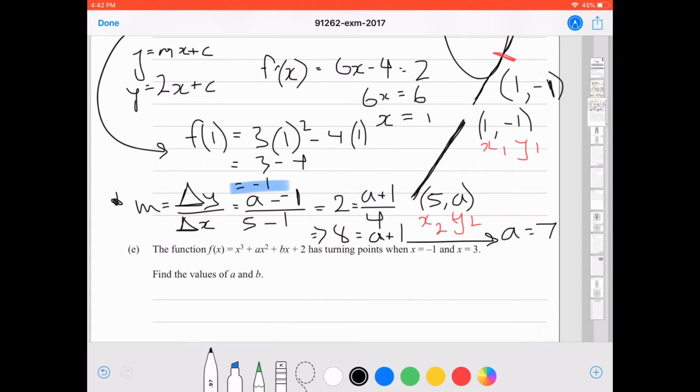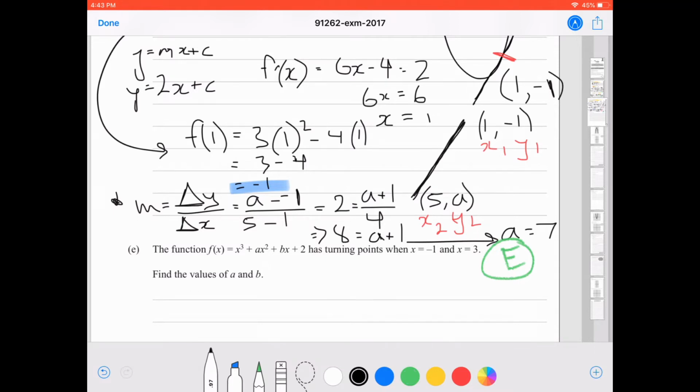Okay, so expression for gradient found and value of a correct, that actually gets you an excellence grade here. So first excellence of the paper. And your merit, correct y coordinate found for the original function. I think that's referring to our x equals 1, y equals -1 work.